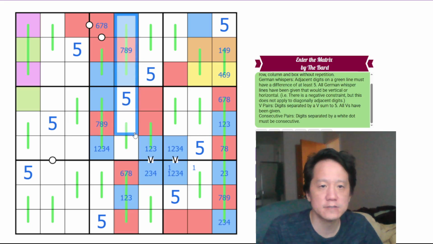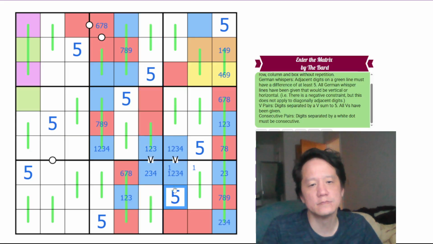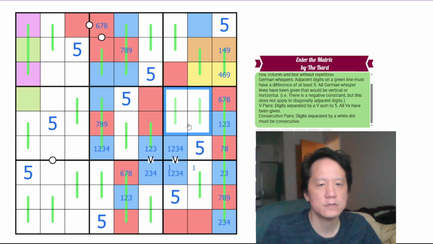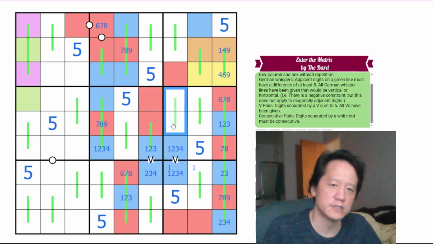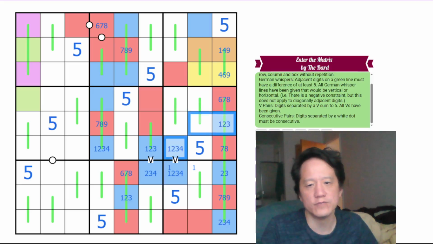4 and 6. Well, we have the whole column already taken into account. This is not though. 9 has to be one of these cells. 1 cannot be any of these cells because it would be next to a high digit in either of these cells. So 1 cannot be here. 1 cannot be here. So 1 is one of these 3.